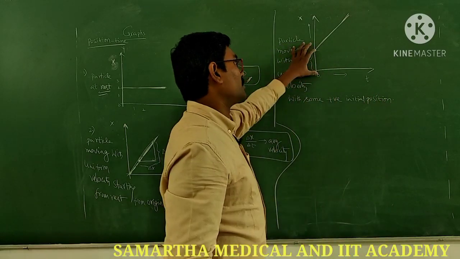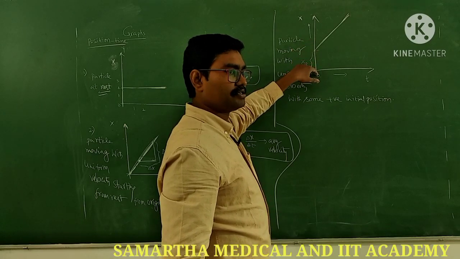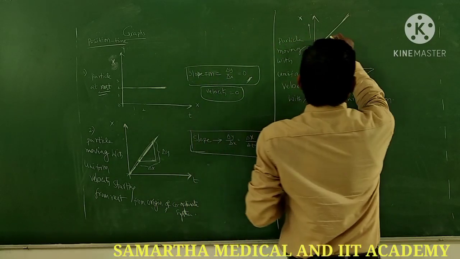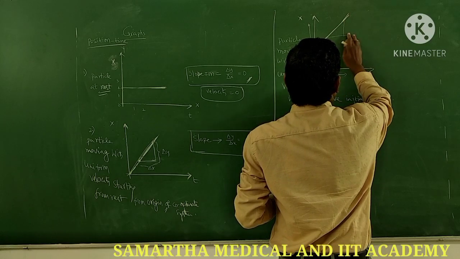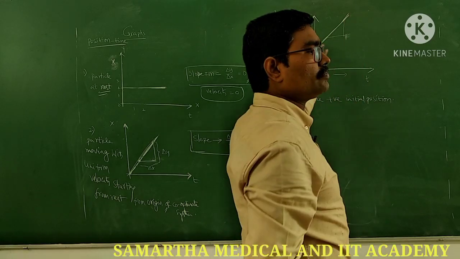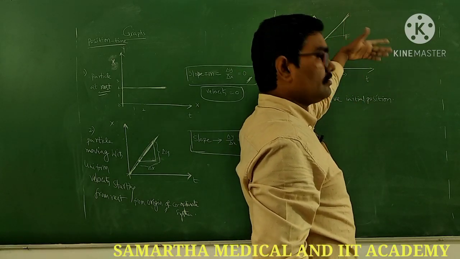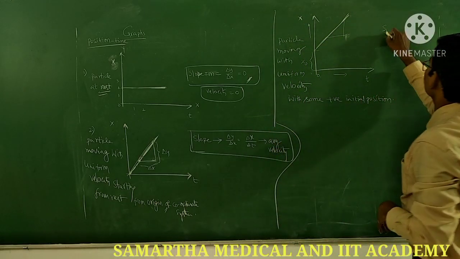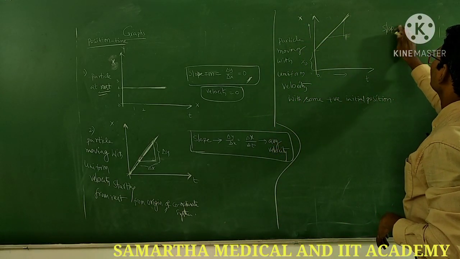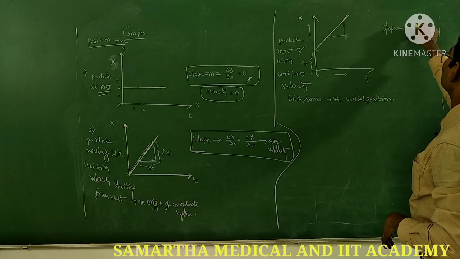Okay? With some positive initial position at time t equal to 0. Now, what is this? You can calculate the slope here also. What is the slope you can get? Velocity. Okay, slope gives you uniform velocity.